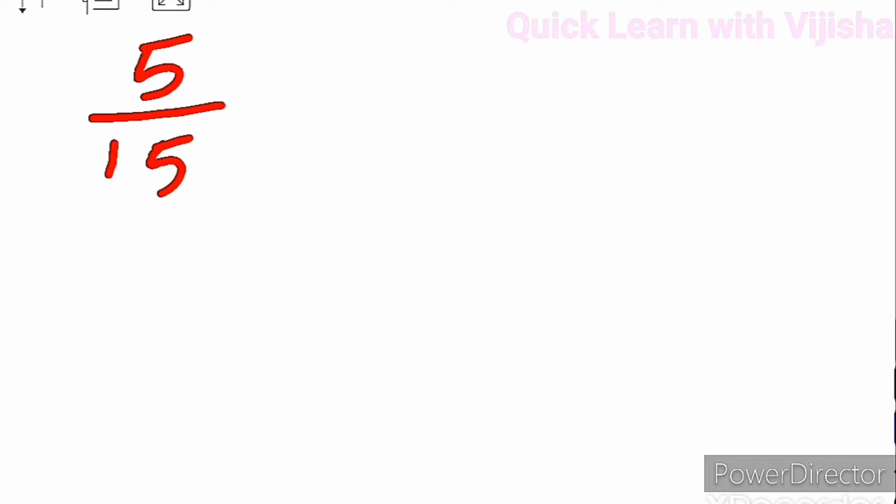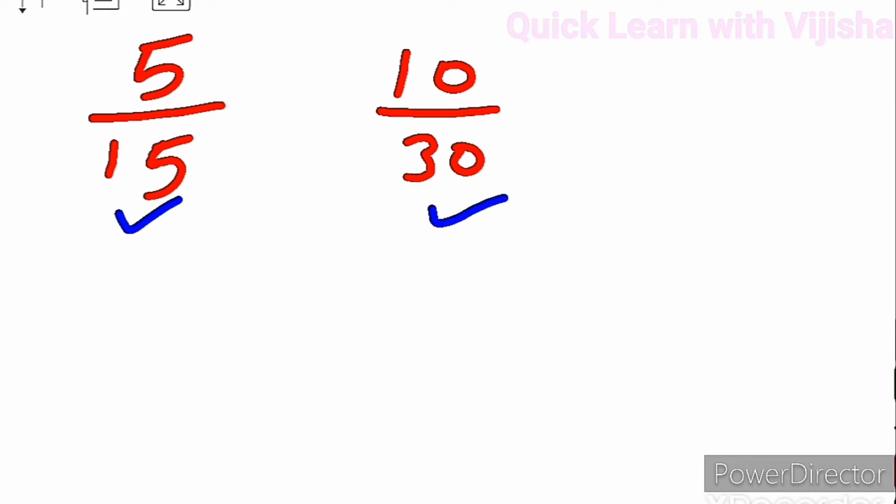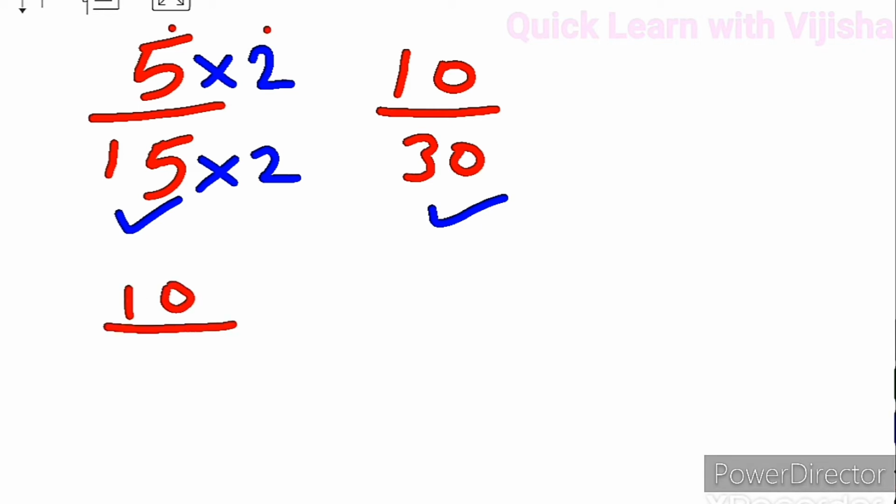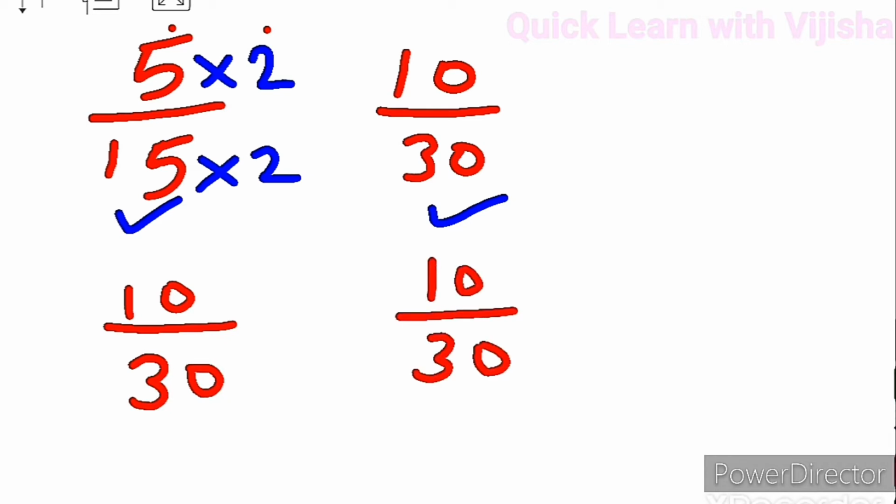5 upon 15 and 10 upon 30. Here denominators are different. So we will make it same. 15 twos will become 30. So we will multiply with 2 in the denominator and numerator. Now 5 twos will give you the answer as 10 and 15 twos will become 30. Here the fraction is 10 upon 30. Both are same, so you will put an is equal to sign. Understanding? Fifth question.